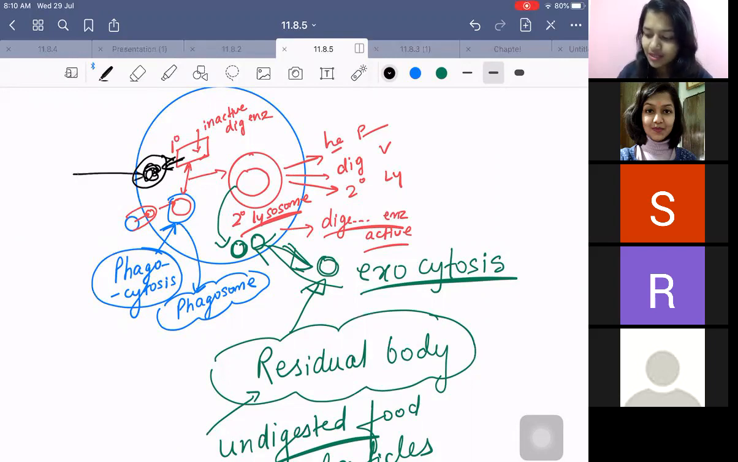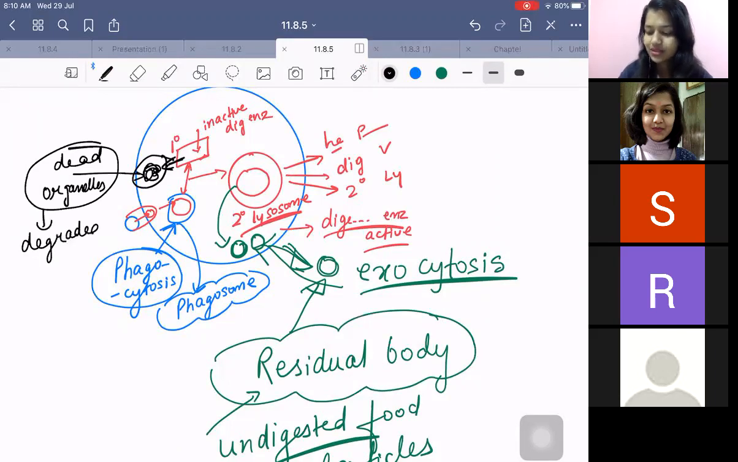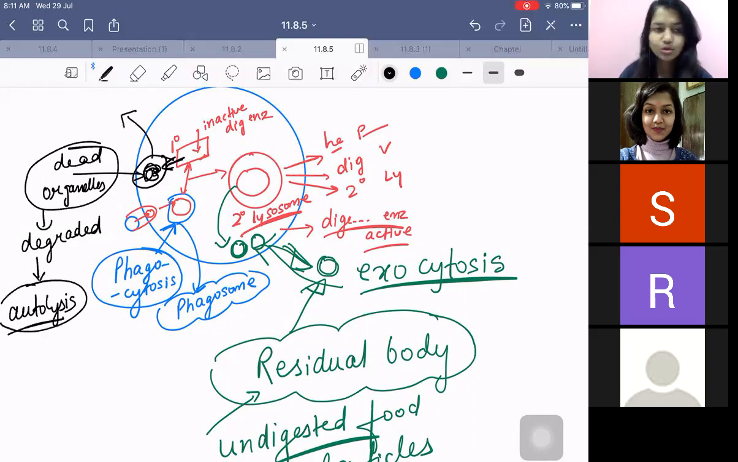So the dead organelles will be degraded. How? This primary lysosome which fused with it, what was the aim? To degrade it, by autolysis. That is why you call this type of lysosome autophagic vacuoles or autophagic lysosomes.